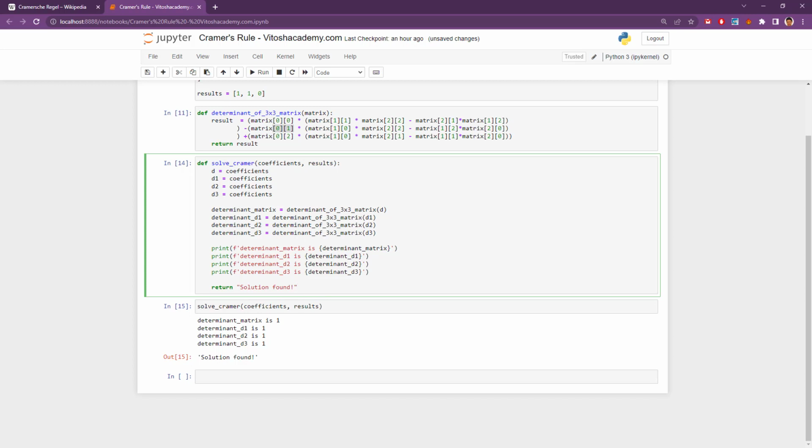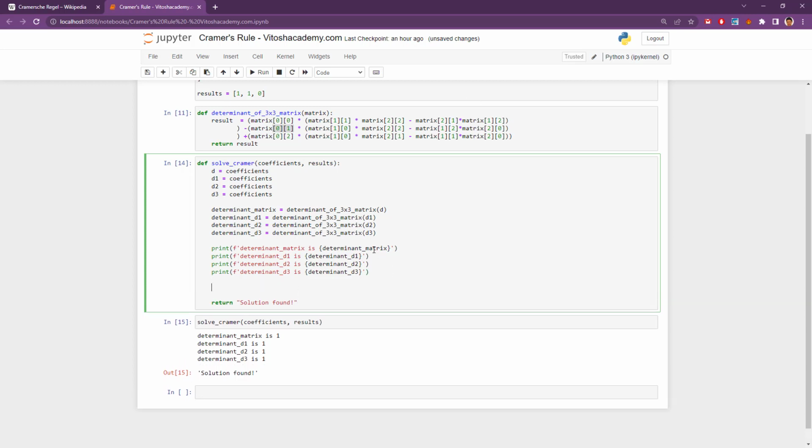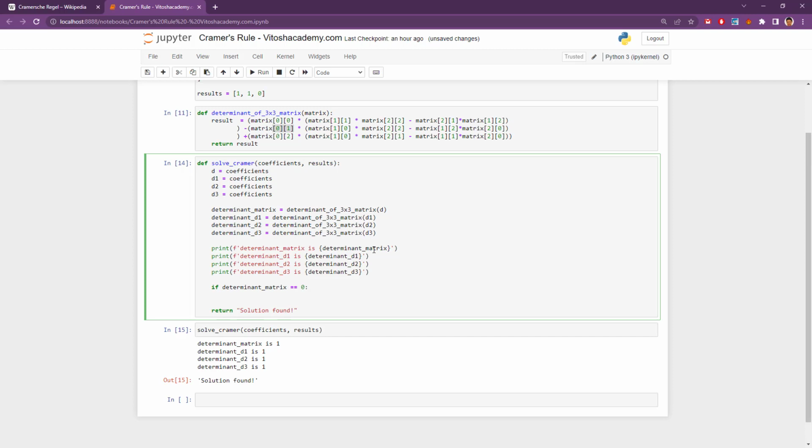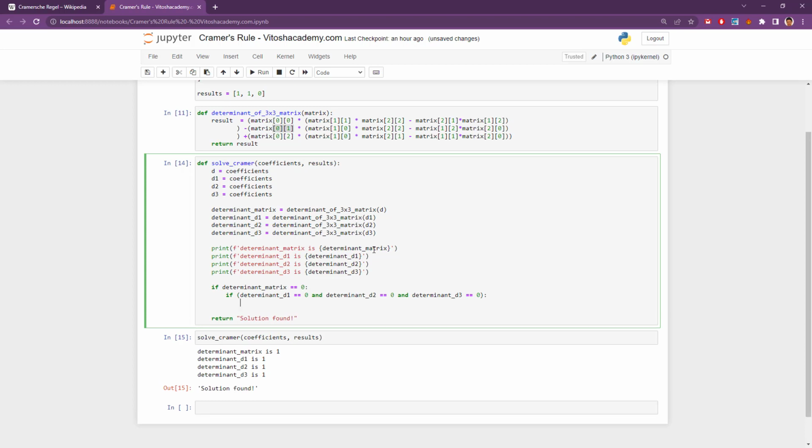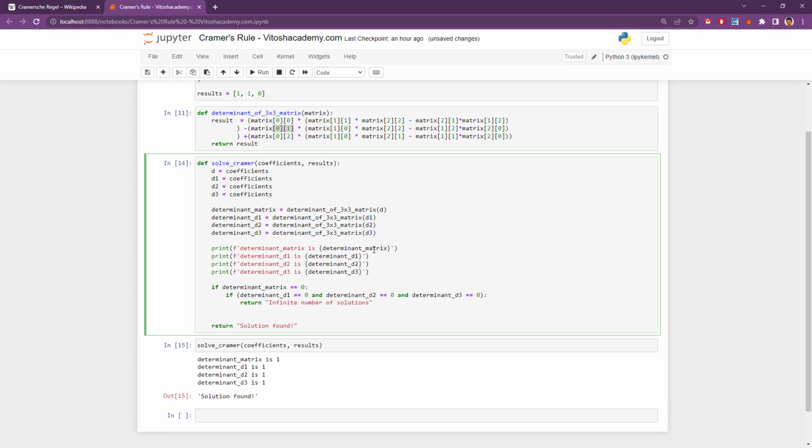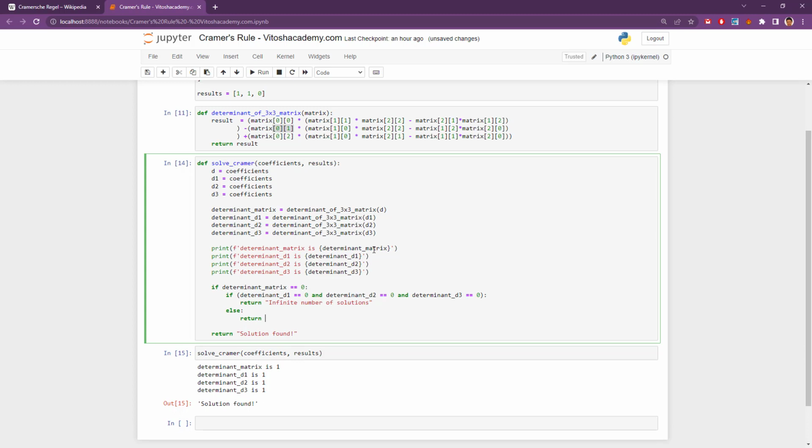So I'll continue. Just before this, let's write a few ifs and conditions. If determinant matrix equals 0, then we probably are either extremely lucky or extremely unlucky. Then if determinant D1 equals 0 and determinant D2 equals 0 and determinant D3 equals 0, then we simply return infinite number of solutions. On the other hand, no solutions.